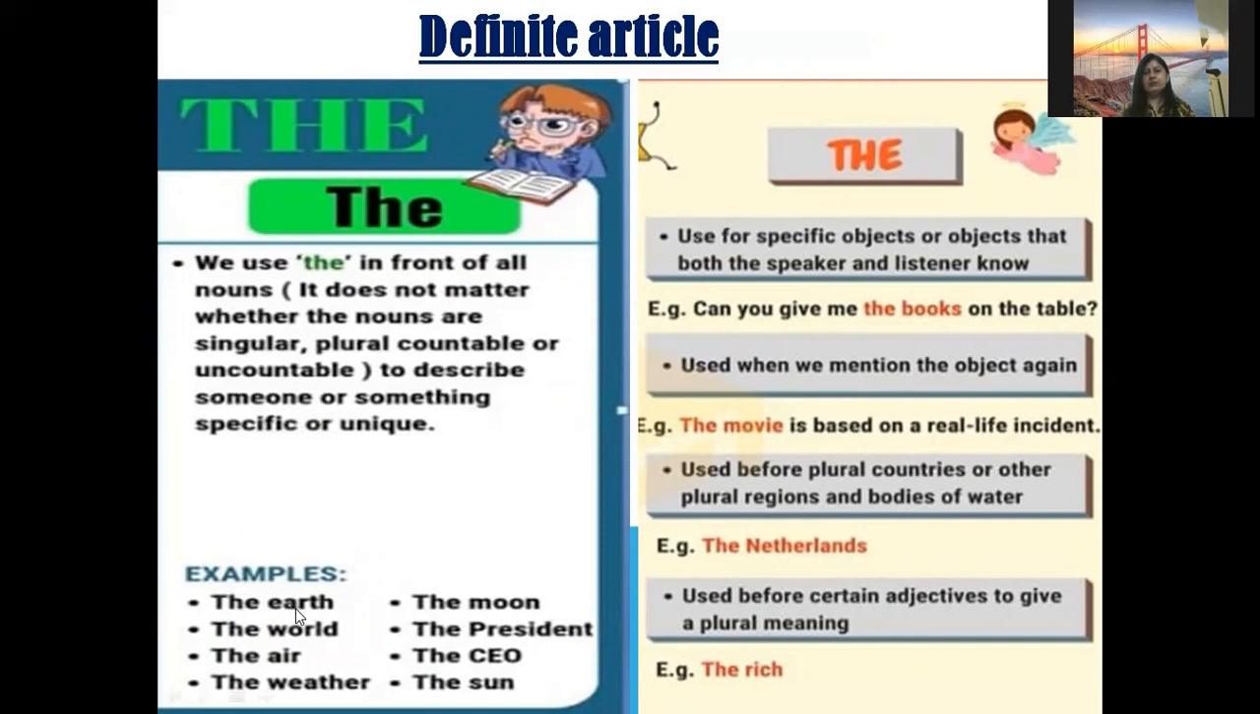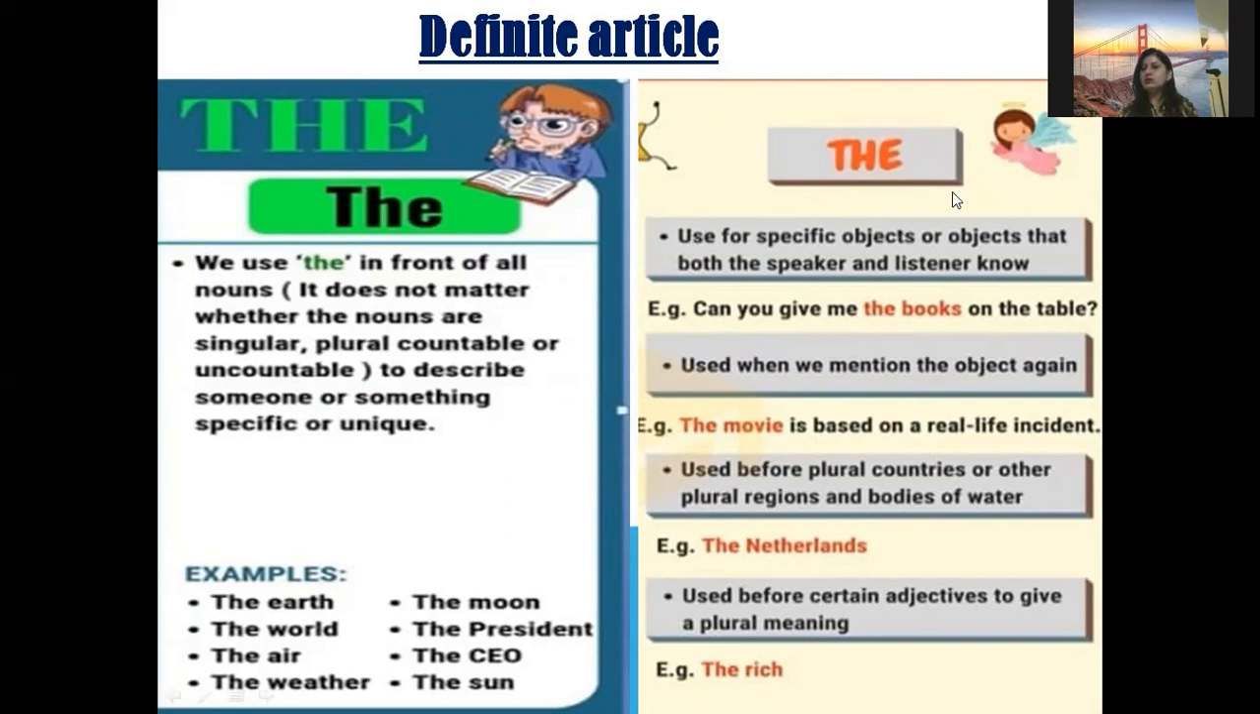Now see these examples. The earth. Now earth is a planet which is the only one available in the universe. So it's a unique thing. It's a unique planet. So we will not say a earth or an earth. It will be the earth because we are talking about a unique planet. Same goes for moon. It's one moon only that we have. The president. We are talking about a particular person. The CEO, the sun, the world, the air, the weather. So when we talk about specific or particular nouns or unique nouns, we use the article the.